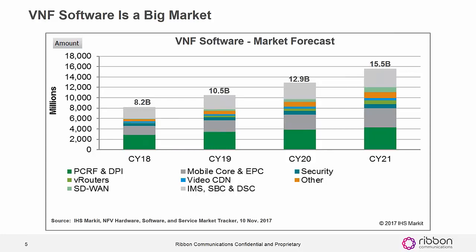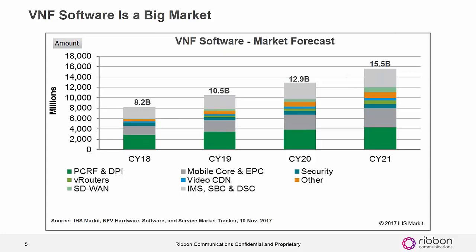Now, that does not include VNF services associated with implementing VNF. It doesn't include hardware, because there's still hardware that's needed in data centers to do this. This is just software. So as you can see by the many colors on this bar chart, they've broken down VNF into multiple categories. One of their categories, as you can see, is titled IMS, SBC, and DSC, and that's actually the top box on each of the vertical bars.